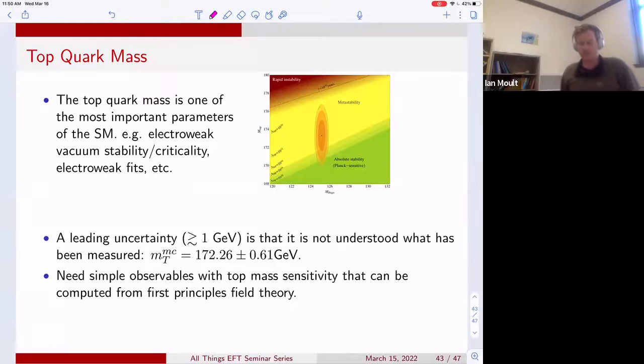One issue with the top quark is that because it interacts strongly, one of the leading uncertainties is that it's actually not understood what exactly one is measuring in experiments. This is often indicated by the fact that what one is measuring is some Monte Carlo parameter. One way of overcoming this is to have very simple observables which have top mass sensitivity, but where you can compute them from first principles field theory and really understand every aspect of it. And then your top mass is a field theoretic parameter.